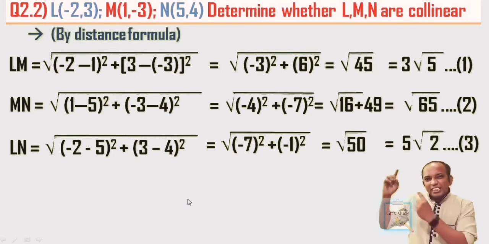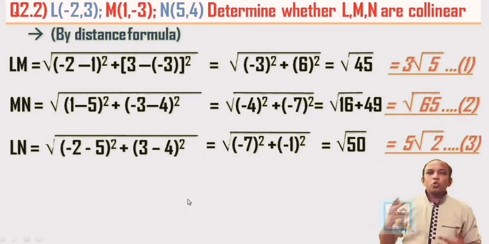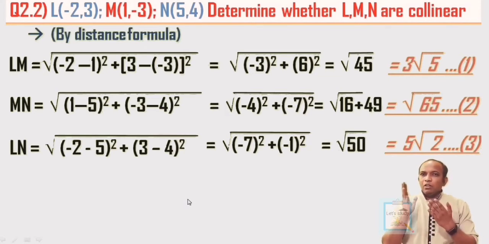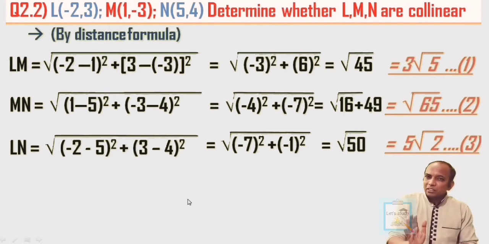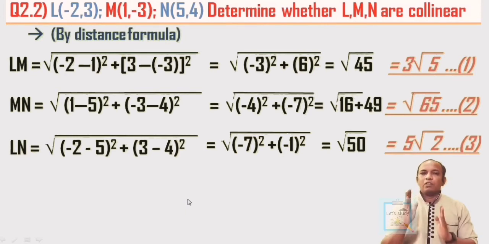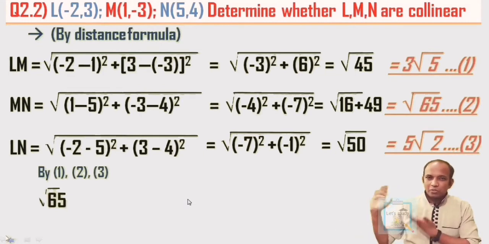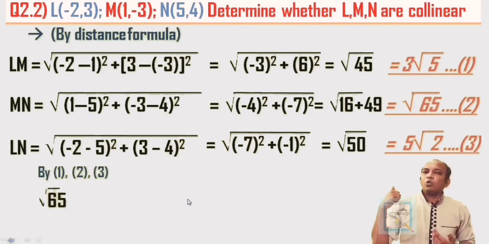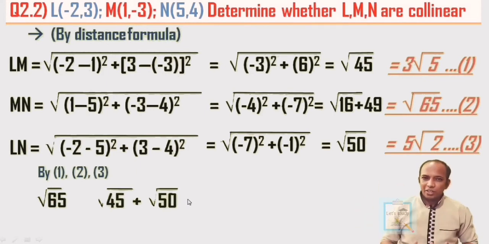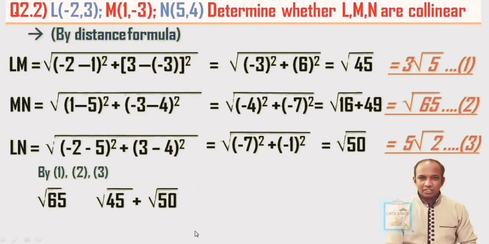Now if you observe all these three numbers, we have 3 root 5, root 65 and 5 root 2. Among these, two numbers are in mixed form and one number is in simple form, that is root 65. So better to think about only the simpler form, that is root 50, root 65 and root 45 for the calculations. Okay, so by 1 2 3, we can say the bigger number is root 65, so write it aside. Remaining two numbers are root 45 and root 50. We have to add them together. We cannot add these two numbers because the radicand is not the same. If you remember the rules of surds, radicand means the number which is inside the root, right?